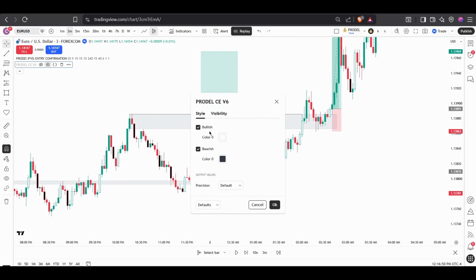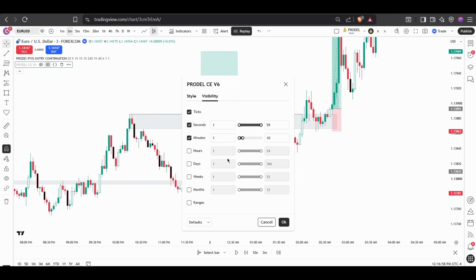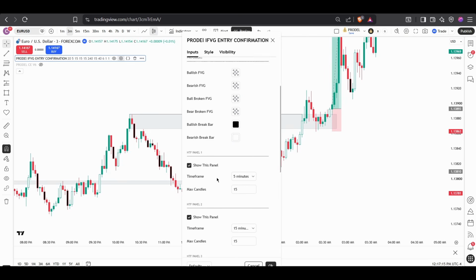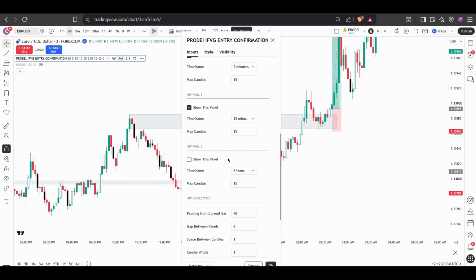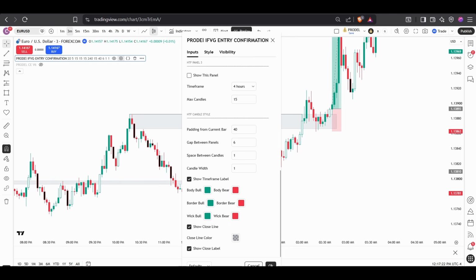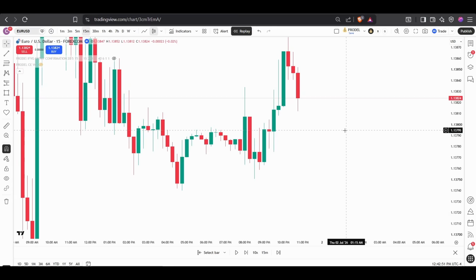Now let's get started. First, here is the exact setting I use. Pause the video if you need to and copy everything exactly as shown. You can add this indicator to your TradingView chart using the link in the description. Once your settings match mine, we will jump straight into real chart examples and see how to use them effectively. Let's start the chart example.